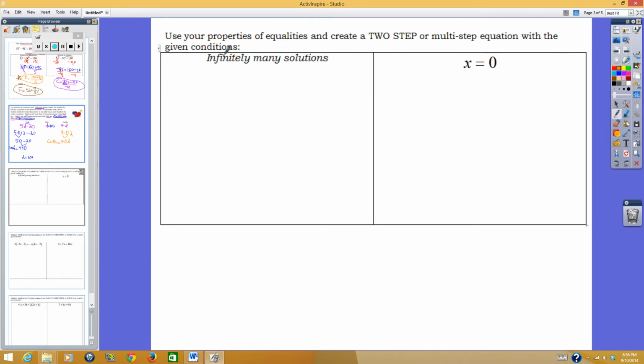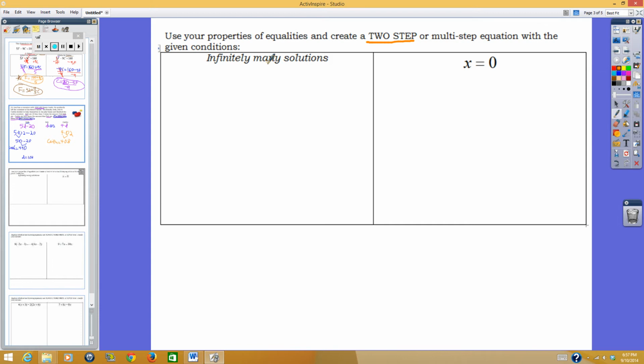Alright, this one says use your properties of equalities, which you know is the addition property, subtraction, multiplication, division, distributive, and create a 2-step or multi-step equation with the given conditions. This one says something that has infinitely many solutions.